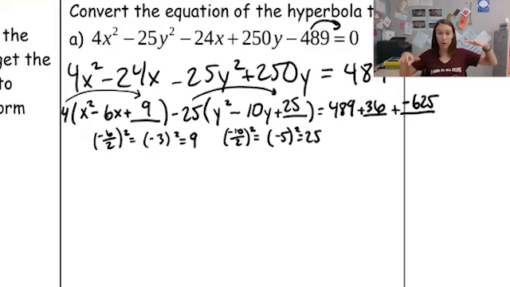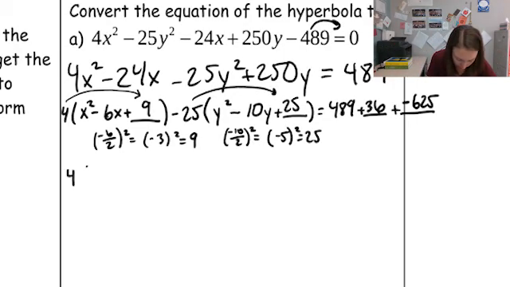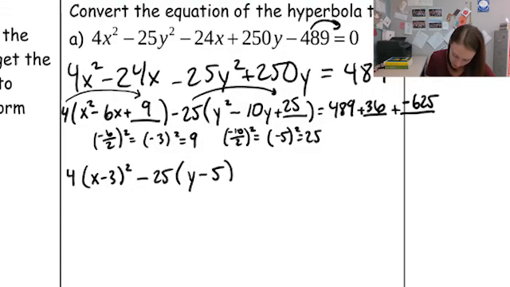Remember, because they're on both sides, I'm balancing it out on this opposite side of the equal sign. I want the signs to match. Think like a teeter-totter. I want them to be equally weighted so that they balance each other out. Now I have 4 times x minus 3 squared minus 25 times y minus 5 squared equals, and then 489 plus 36 minus 625 is going to be negative 100. Now for the next step, we need it to equal 1.